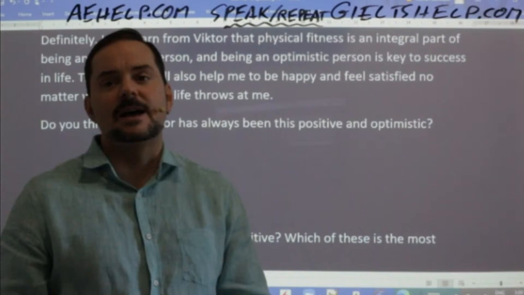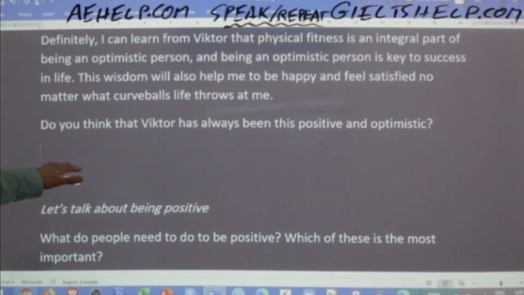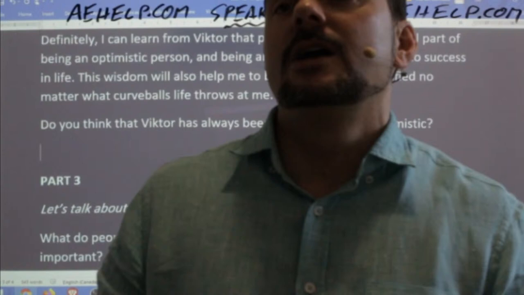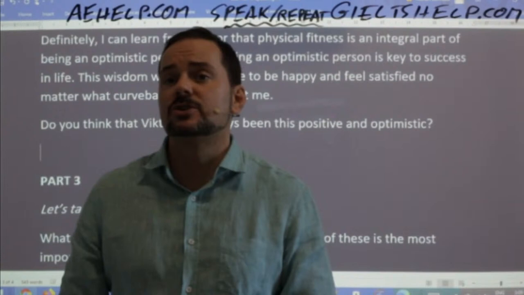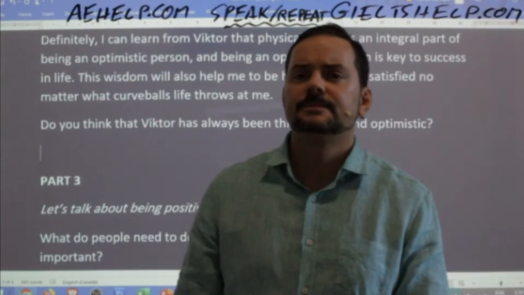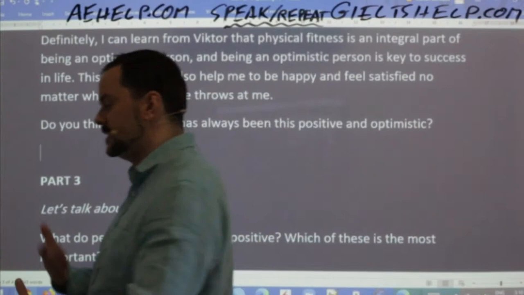Okay, so give me an answer for that. So the examiner might say, okay, that's the end of part two. Now I'll ask you a few questions in connection to your response and some questions related to the topic for part three. Do you think that Victor has always been this positive and optimistic? Okay, so give me an answer. What do you think could be a good answer for that? All right, there's no right answer. There's no wrong answer. You definitely want to show some fluency, okay? All right. Give me a nice answer to this question. Okay. I'll write an answer and then let's see if yours matches with mine.